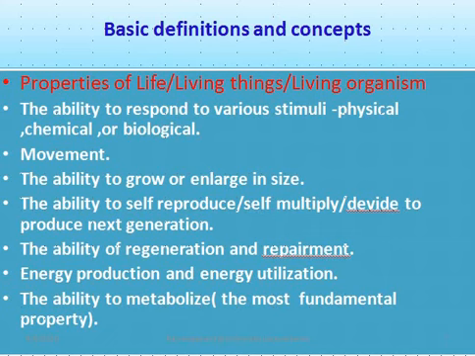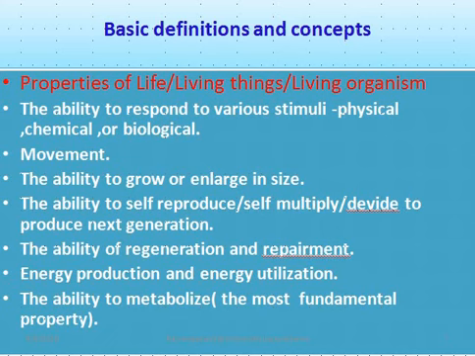Another important property of living organism is movement. We can observe different types of movement in a living organism. One example is the light directed movement of plant parts towards sunlight. It is known as phototropism. Another important property of living organism is the ability to grow or enlarge in size. Growth takes place by means of cell division and cell enlargement. So this is a very important property of living organism.